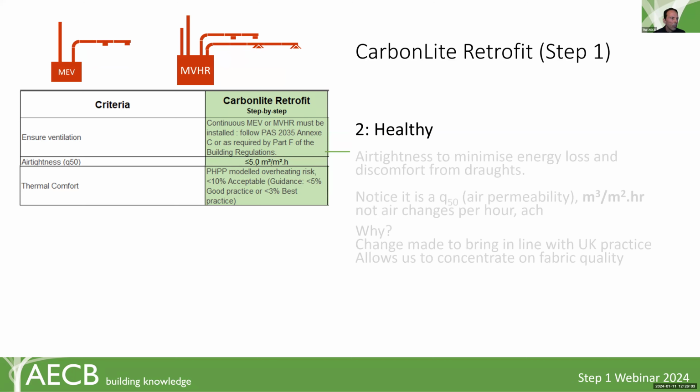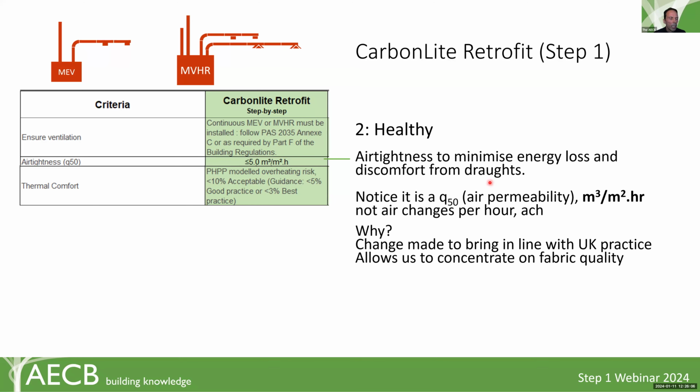Another aspect of it is the air tightness, which is to minimize energy loss and drafts. That also bears on the energy efficiency part of it as well. But notice it's a Q50. With Passivhaus, you tend to use an N50 instead, which is air changes per hour. This is Q50. And why do we do that? Well, it's really for two reasons. To bring it in line with UK practice, which is in terms of Q50 instead. And it also places the emphasis on the building fabric quality. So it does mean that we're focusing on the bit that actually really matters.